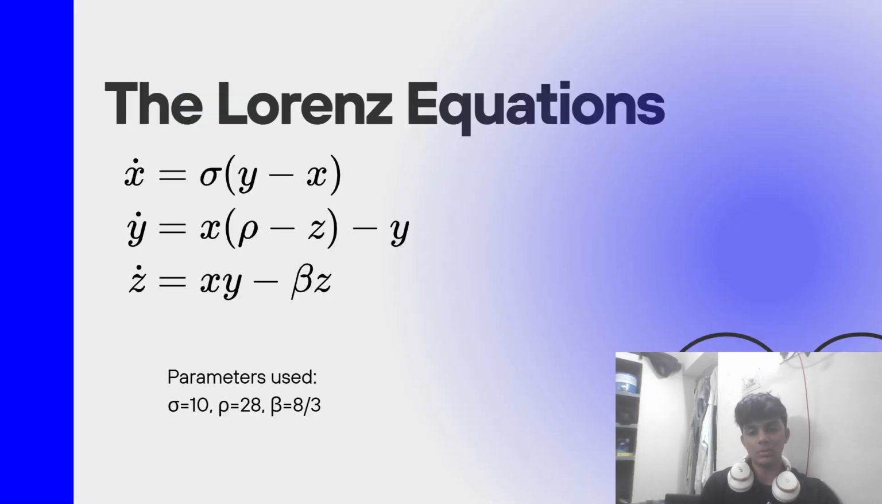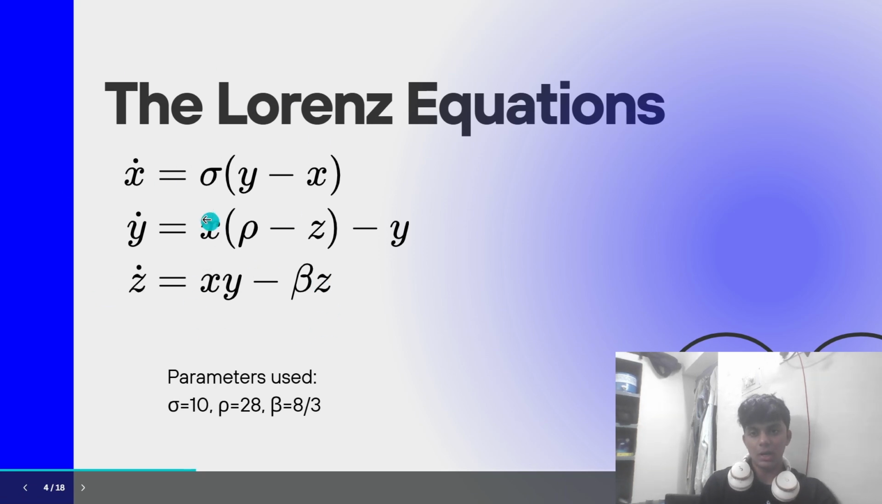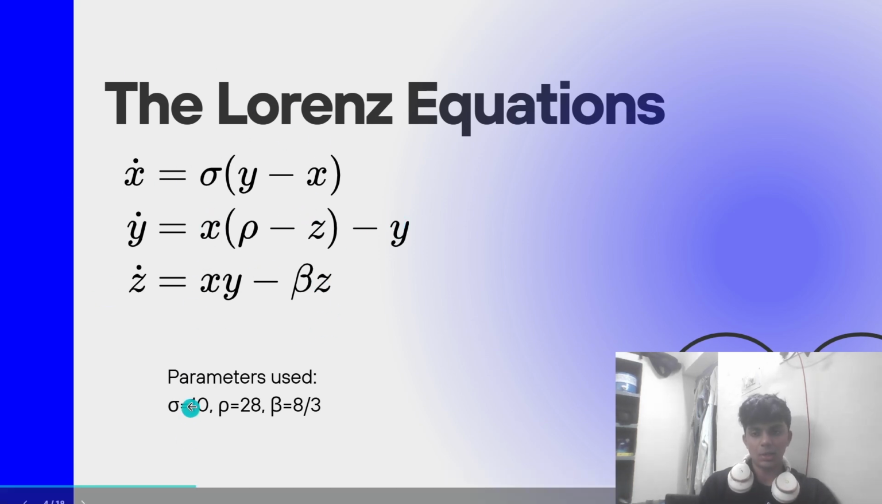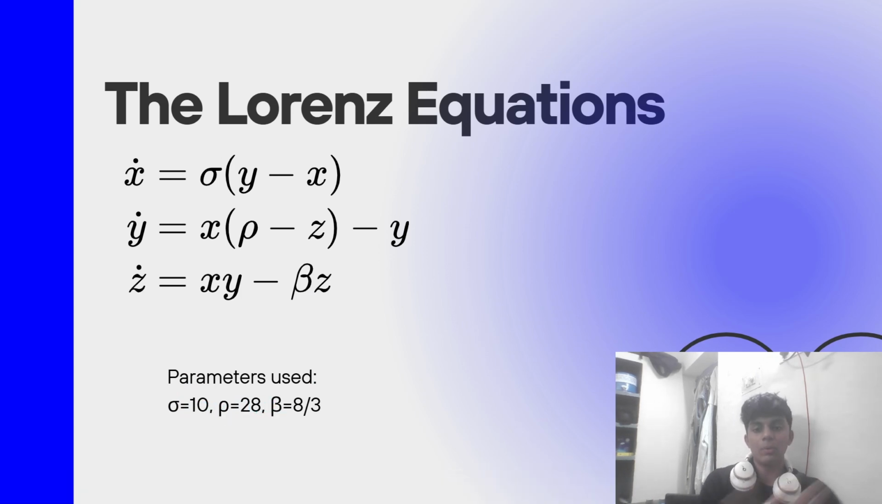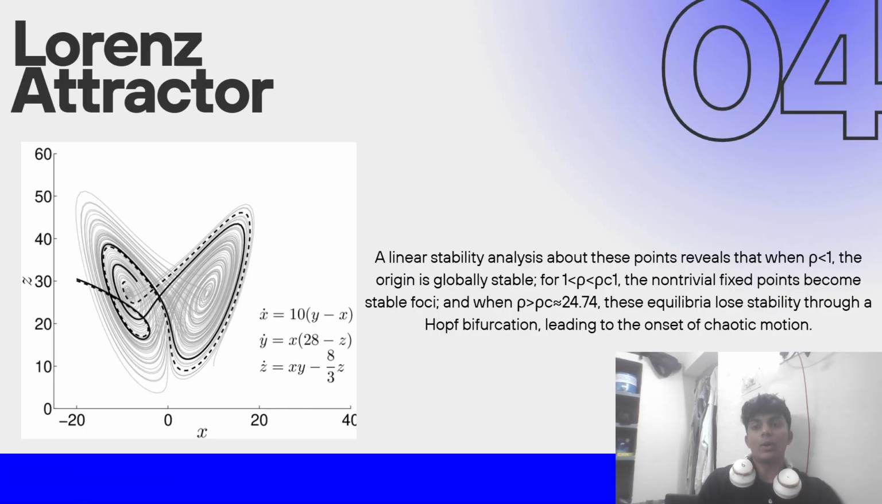Talking about the Lorenz equations, these are the Lorenz equations that I had used in my project, and these are the parameters that I have used: 10, 20, 8/3 respectively, for sigma, rho, and beta. Okay, coming to the Lorenz attractor. The Lorenz attractor is the name given to the beautiful butterfly-like shape of the whole system. So I'm going to talk about this shape now.